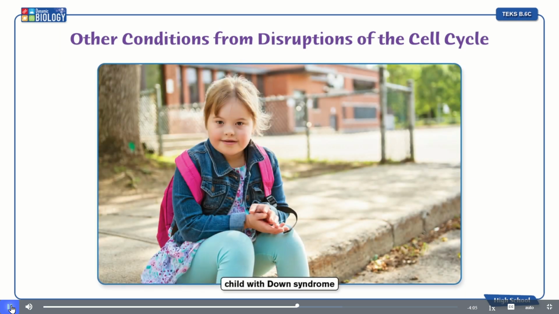Let's review some examples. The child in this photo has Down syndrome. When gametes were being formed, a pair of the 21st chromosomes failed to separate. As a result, the child has 3 copies of chromosome 21.